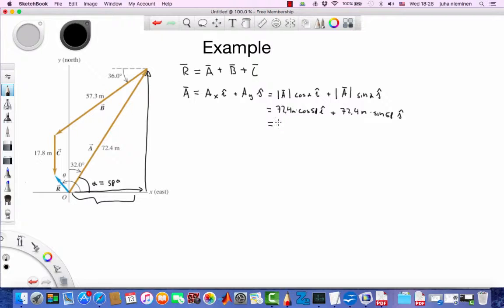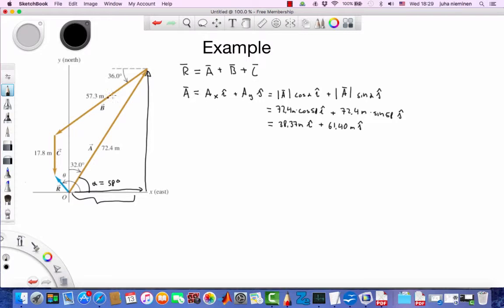And we get the following values. It's 38.37 meters in the x direction, i hat, and 61.40 meters in the j direction. So now we know everything about the vector A.